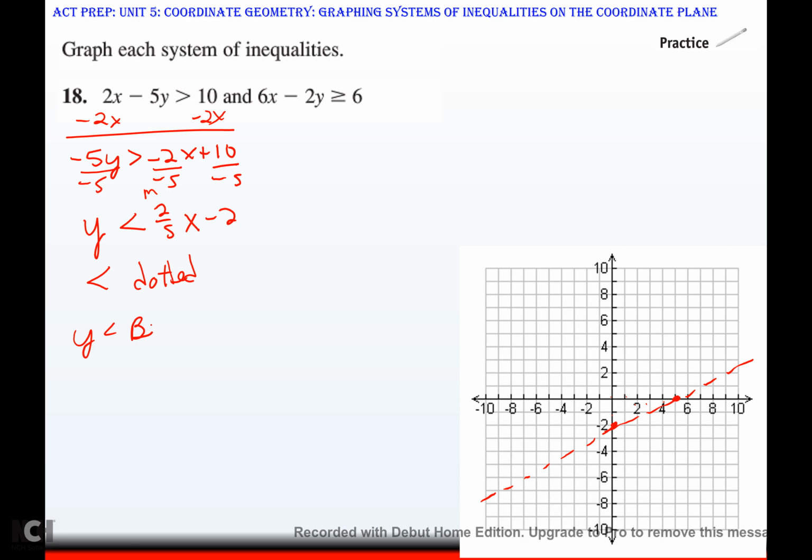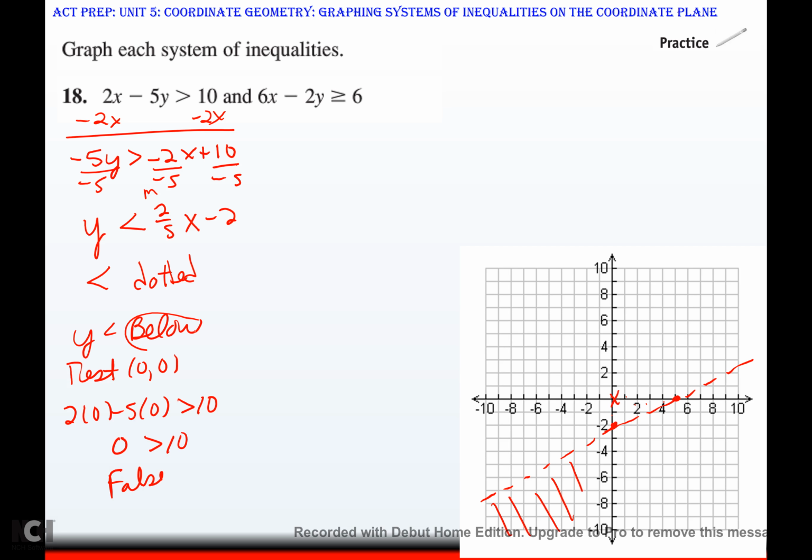Pointing at y suggests shading below, but I'm going to test 0, 0. So 2 times 0 minus 5 times 0 is 0 greater than 10. No, that's false. So I'm not going to shade where 0, 0 is, which means I'm shading below, which is what I thought. And the first one's done.